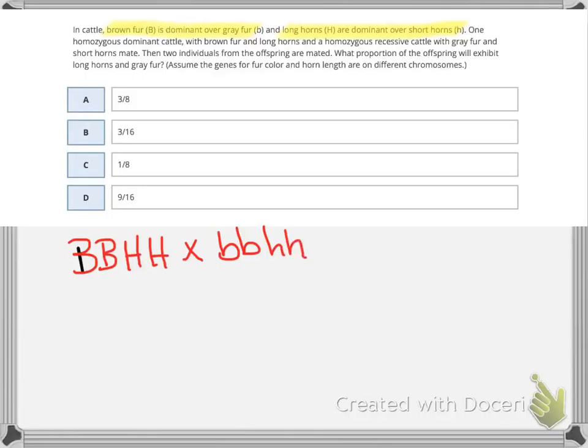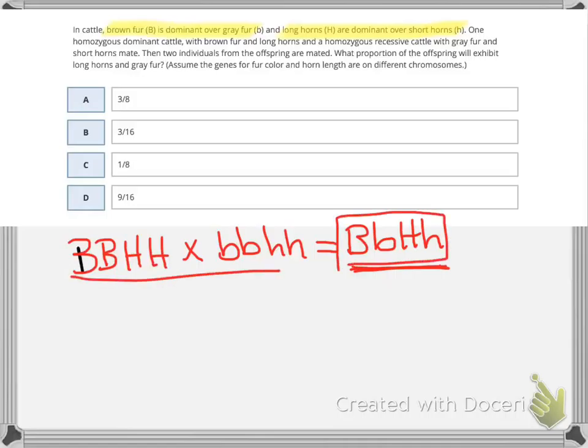The two individuals from the offspring are then mated. So it's taking the pool from here and mating them together. You think about the genes that each of these have: only a big B can be donated from one individual, a little b from the other. Same thing for the horns. So this is then the offspring genotype. You're going to be looking at this, not this cross at all. The wording of that may have been poor, but again, the two individuals from the offspring are mated.